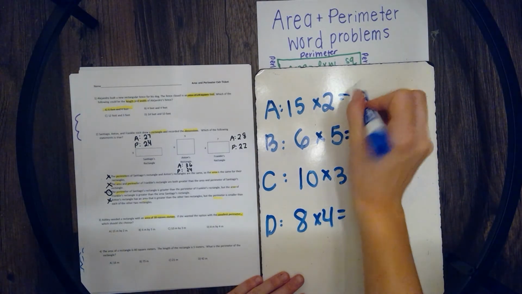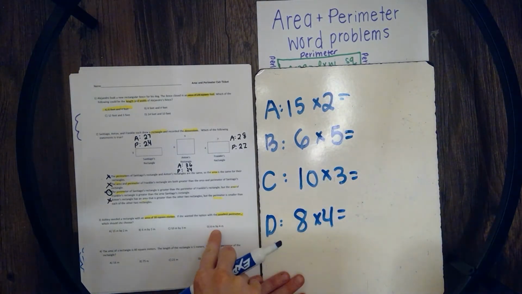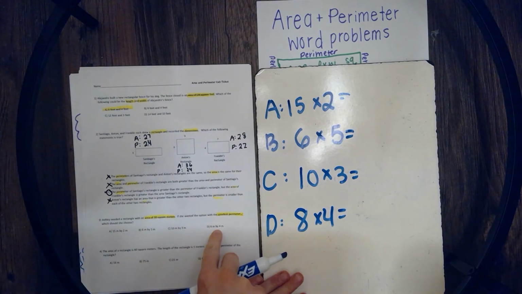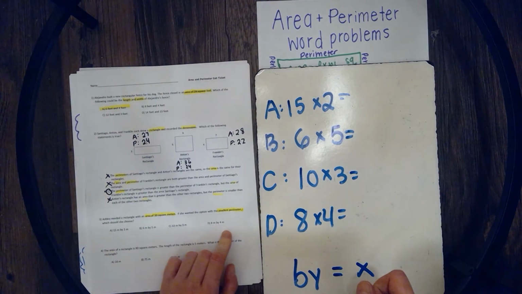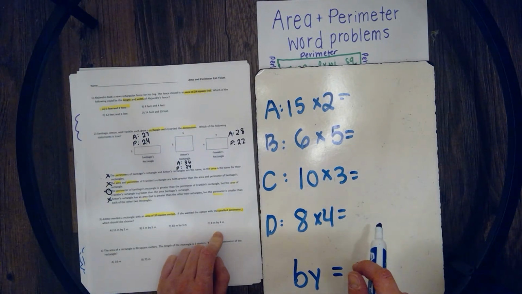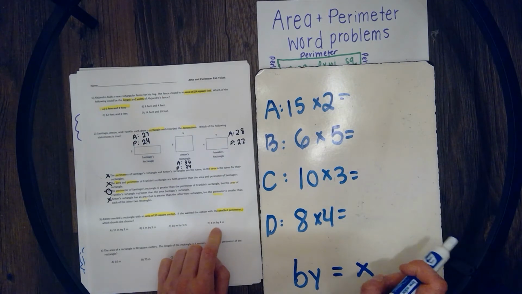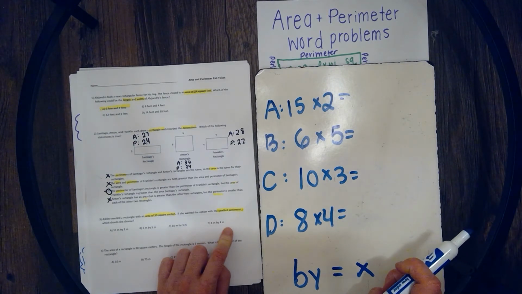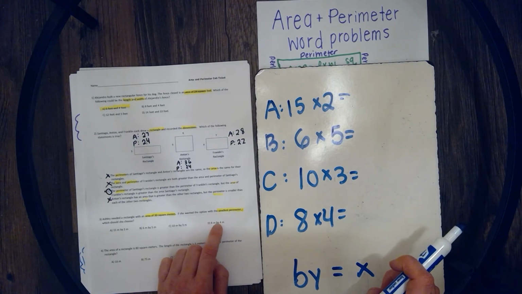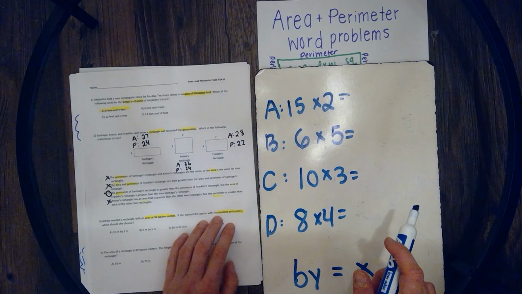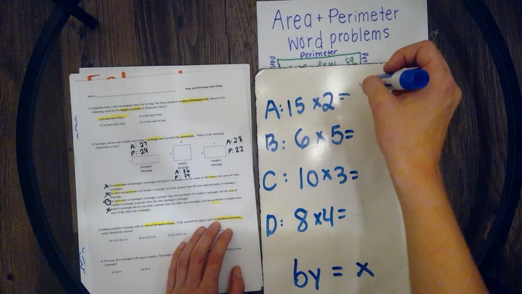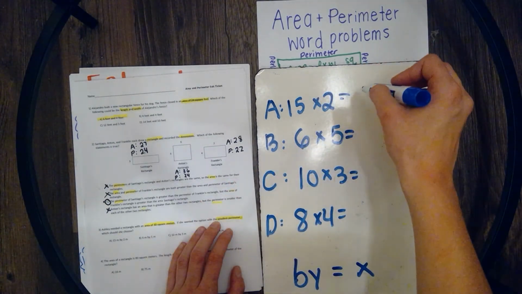Now, I noticed that I'm writing a multiplication sign, and here it says by. By means multiply. So I'm just going to make a note of that. By means multiply. So 8 by 4 means 8 inches by 4 inches, or 8 millimeters by 4 millimeters. So you guys, let's go ahead and solve these, making sure that our area is 30.